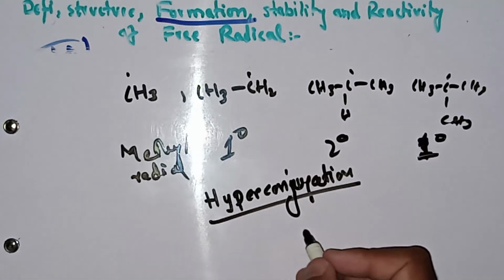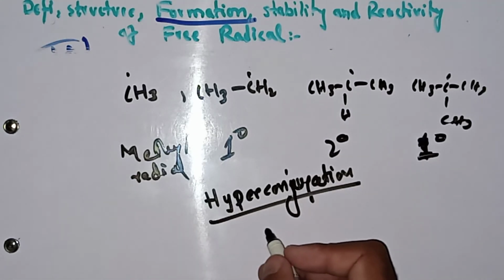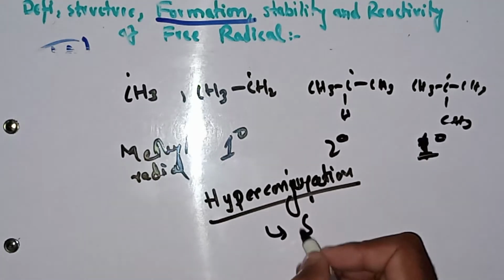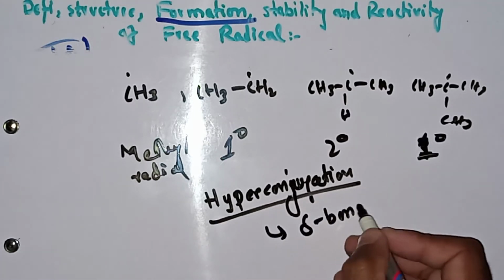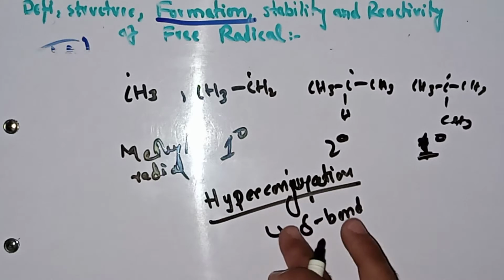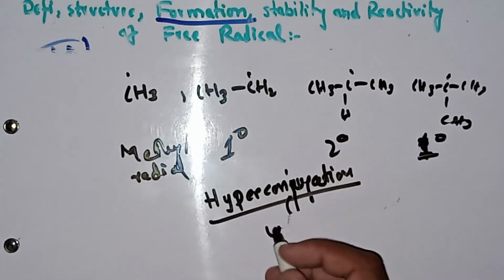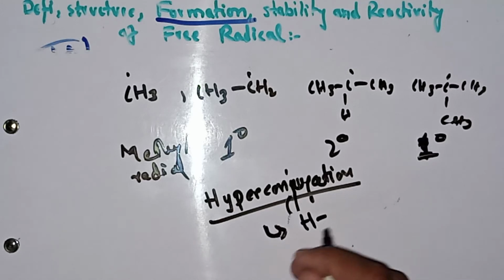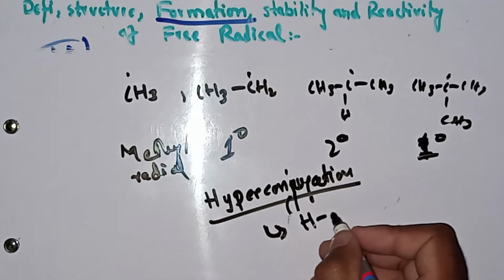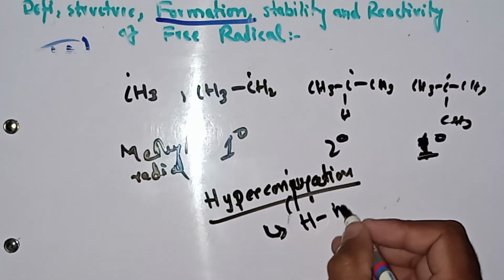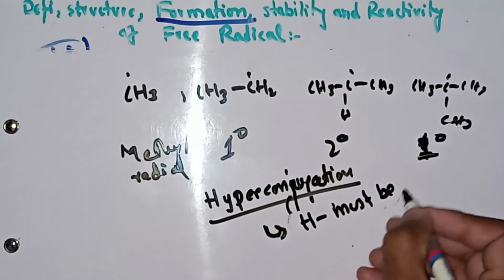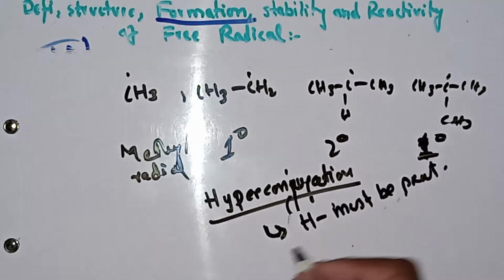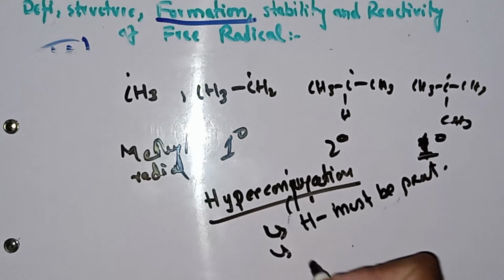Okay, hyperconjugation is the phenomenon in which a sigma bond... In hyperconjugation there must be hydrogen present. It is a condition for hyperconjugation. Hydrogen must be present in organic chemistry.